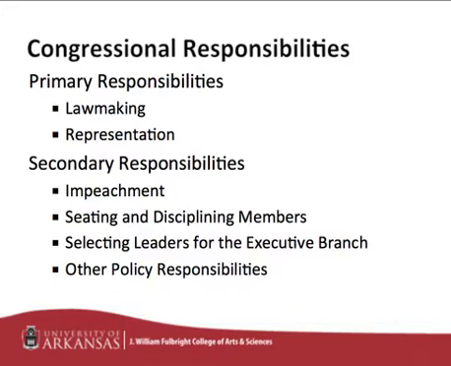First of all, due to checks and balances, there is the possibility of impeachment, and this is focused upon the executive branch or the judicial branch. But also there is policing that goes on within the body itself with the seating and disciplining of members. In other words, allowing those to represent the body and removing those who are seen as not worthy of serving their constituents. There's also the selecting of leaders for the executive branch, and there's a range of policy responsibilities that come with being a representative.